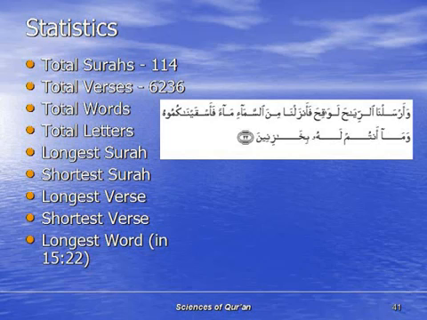How many total words we have? About 77,437. And total letters 323,671. So we are talking about 4 letters per word in the Quran. That's the average word. Longest surah, Surah Al-Baqarah. Shortest surah, Kawthar, in terms of letters, if you count.